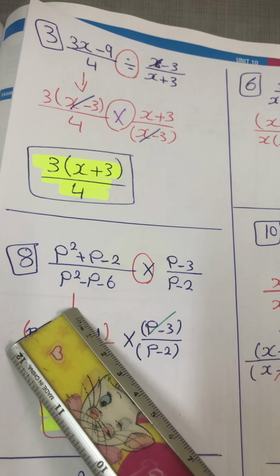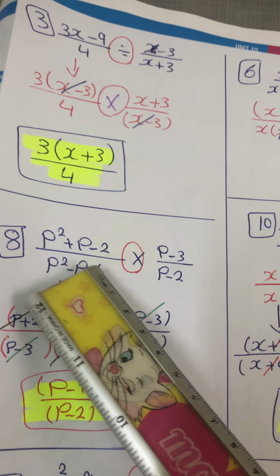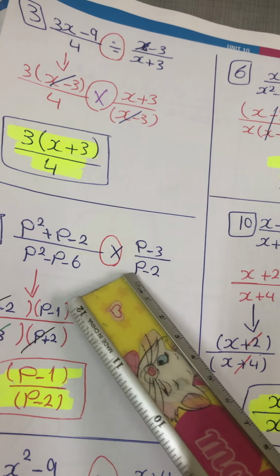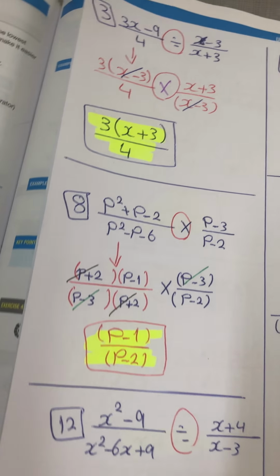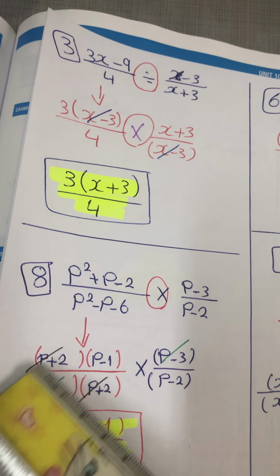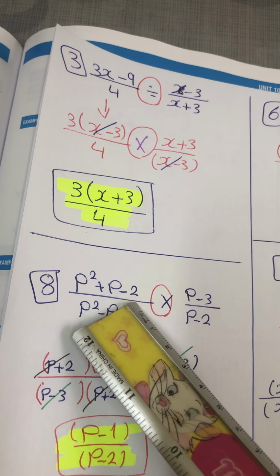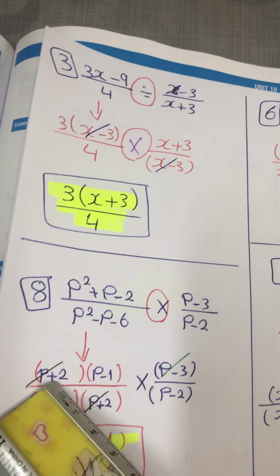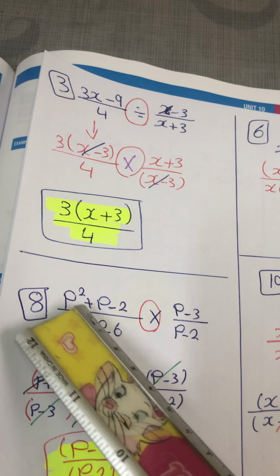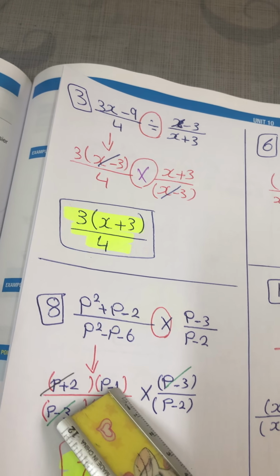Question number 8 from the same exercise 4, page 367. I have (p squared plus p minus 2) over (p squared minus p minus 6) times (p minus 3) over (p minus 2). Okay, I'll factorize these 3 terms into 2 brackets. Open 2 brackets, change p squared into p times p. Think about the third term. It is negative, so it comes from positive and negative. 2 comes from 2 multiply 1, which I'll give the positive sign. I'll give the bigger the sign of the middle. So it will be positive 2, negative 1.